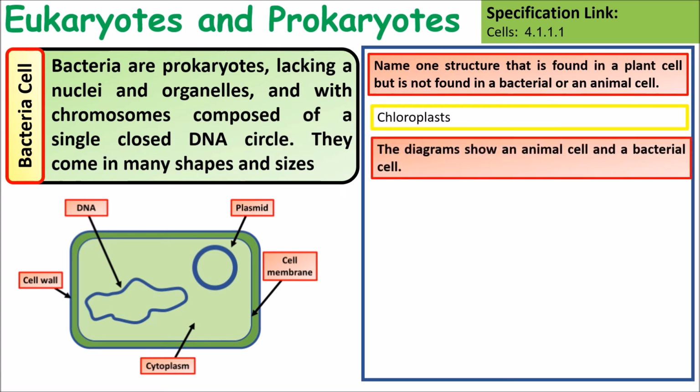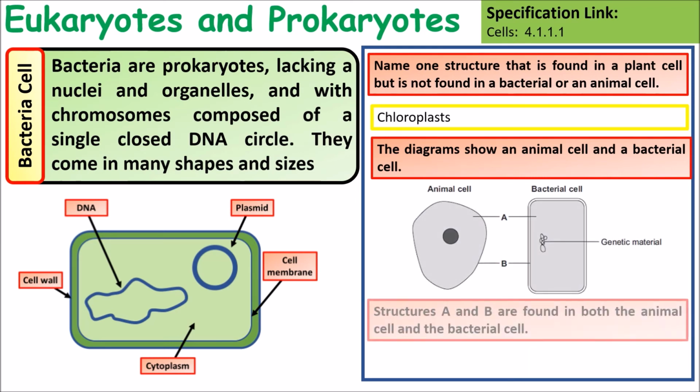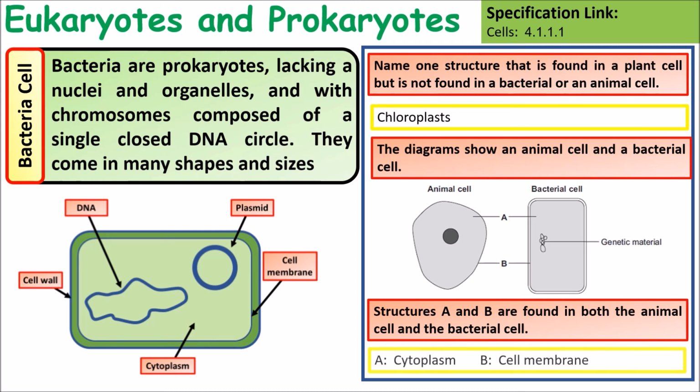So the next diagram shows an animal cell and a bacterial cell. So structures A and B are found in both animal cells and bacterial cells. So what are they? So A is cytoplasm, B is a cell membrane.